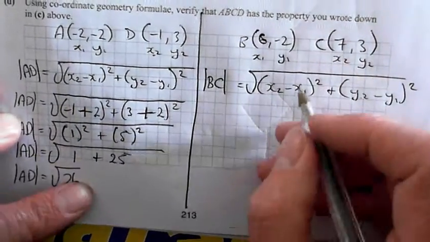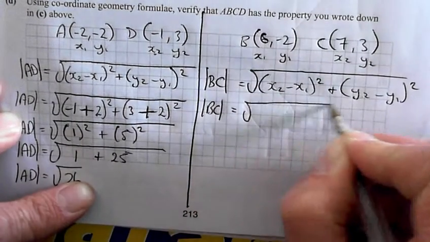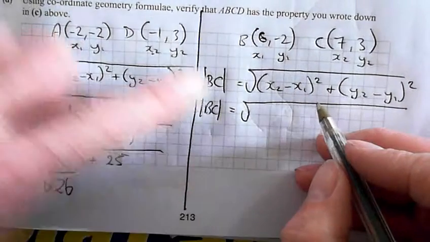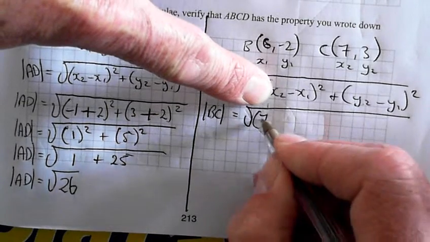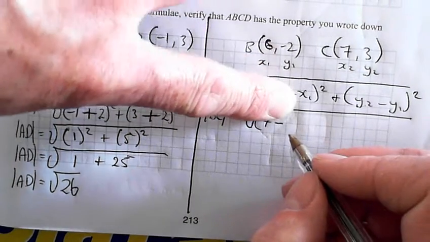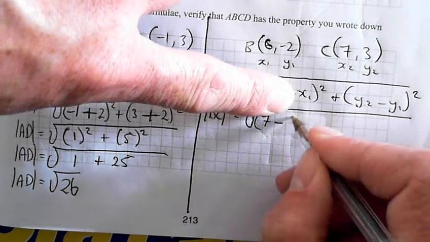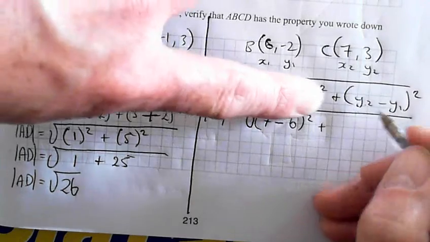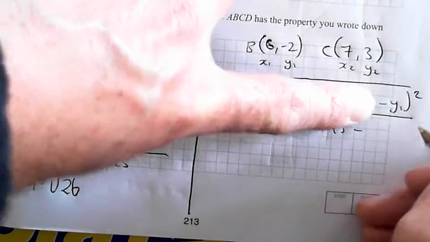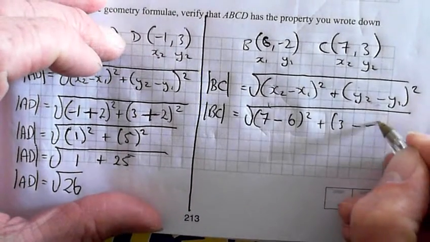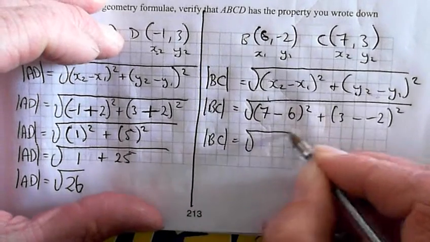Alright, so on this side, Kevin, x2, follow the formula over here. x2 is 7. Minus, next, and x1. x1 is 6. Bracket squared. Plus y2, 3. And then there's a minus. And y1, minus 2. See the way I'm following the formula? That's what you have to do.